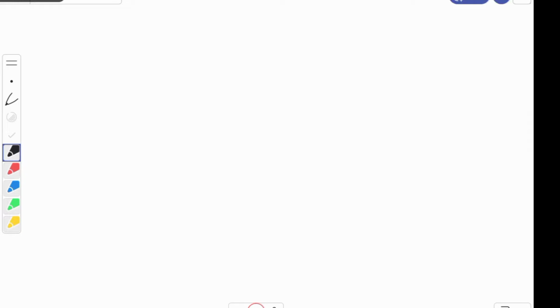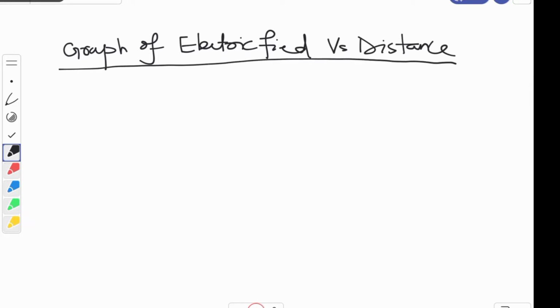Today we are going to discuss lots of graphs. We'll discuss the graph of electric field versus distance. That means we are going to see how electric field varies with distance.